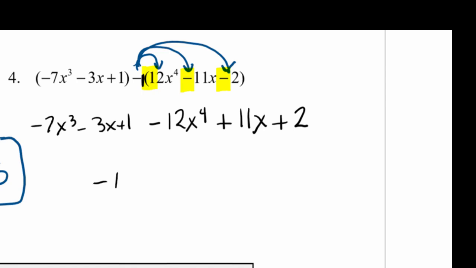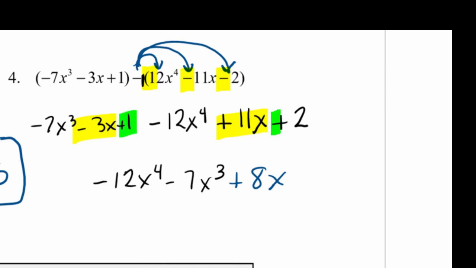So we've got the negative 12x to the fourth with no like term. Then we've got the negative 7x cubed with no like term. And now we're going to go ahead and combine the negative 3x with the positive 11x. So that's plus 8x. And we're going to combine the positive 1 with the positive 2. So that's a plus 3, and that should be our answer.